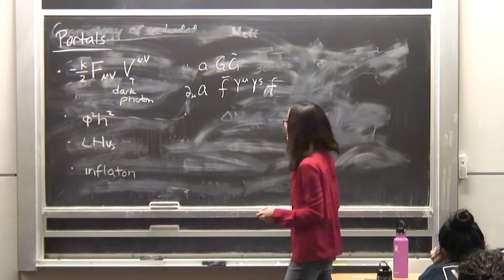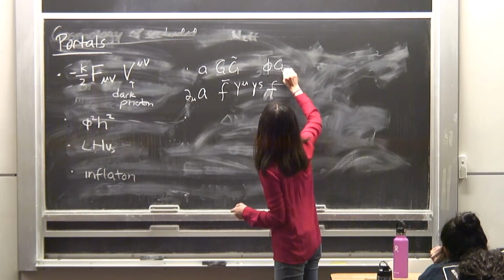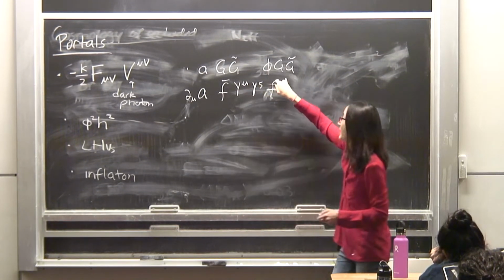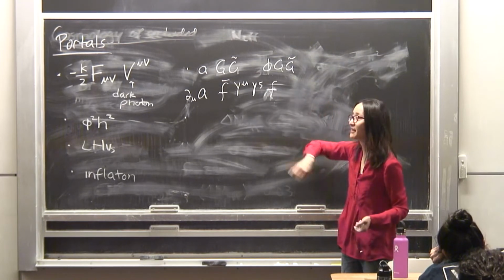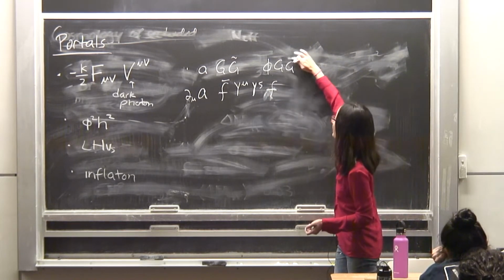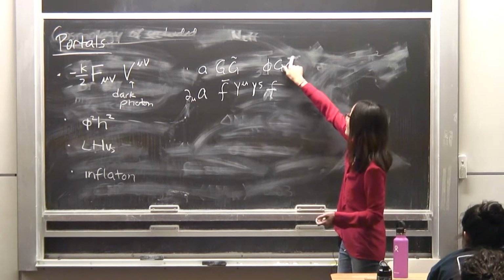I can do the same with a scalar also here. If I have some new heavy colored things that couple to the scalar, I can generate something like this, with or without the squiggly.